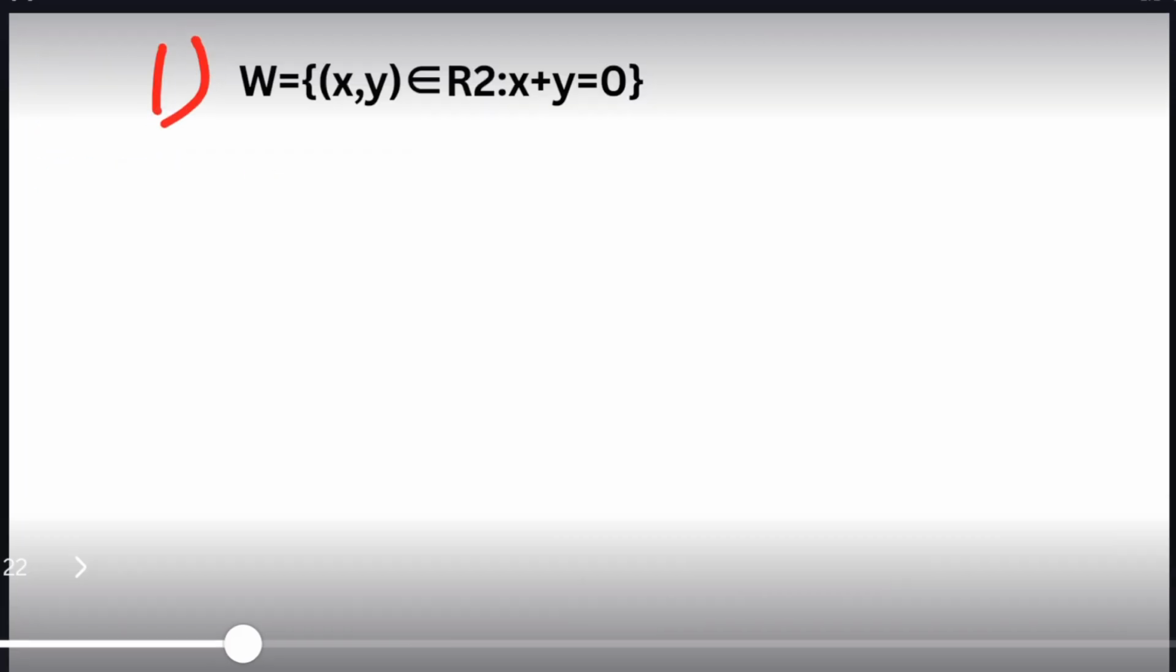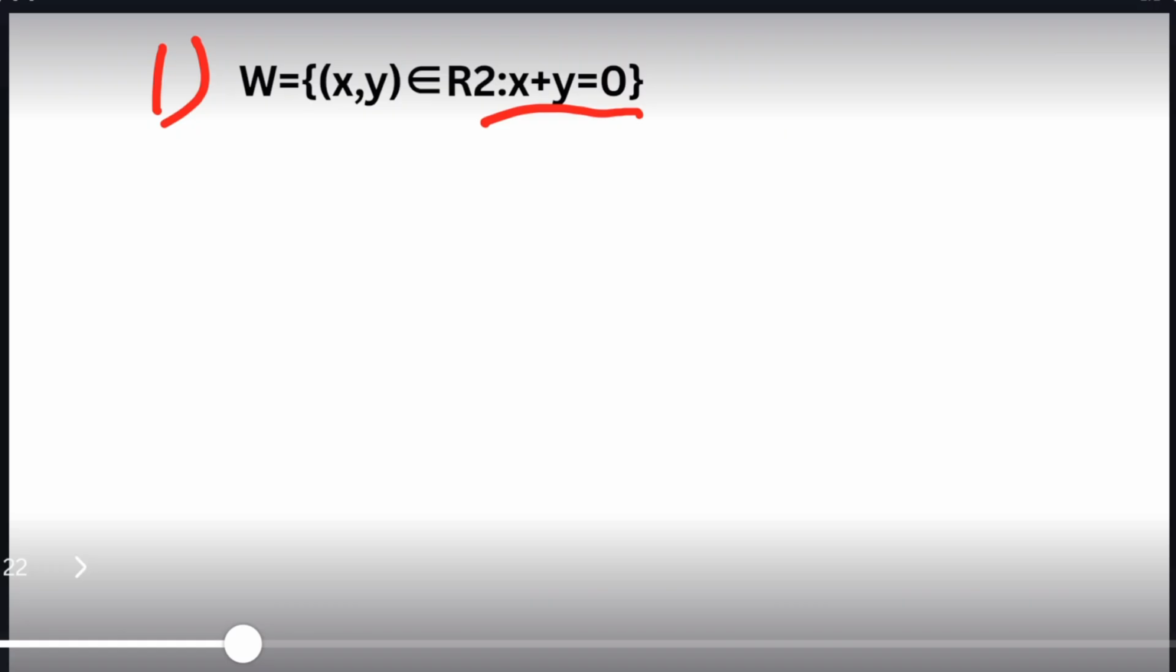For subspace, first example: W equal to the set of x, y belonging to R square such that x plus y equal to 0. Observe the condition first: x plus y is equal to 0. We know that three important conditions are there: first, the zero vector; second, closed under addition; third, closed under scalar multiplication. Either check all three conditions, or use the one short trick.